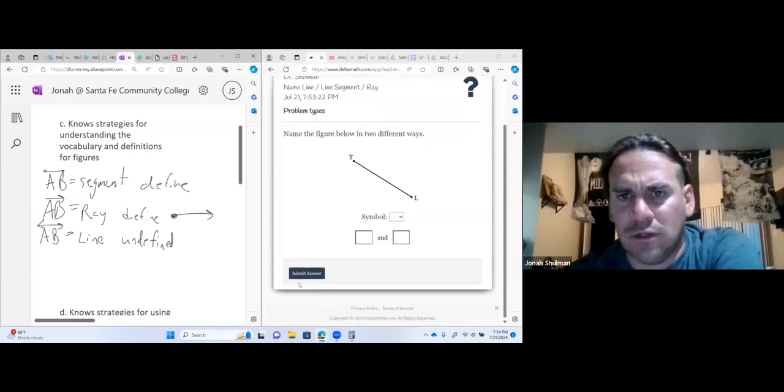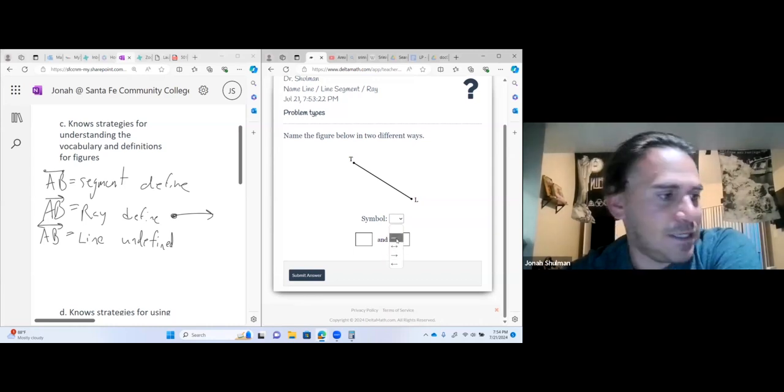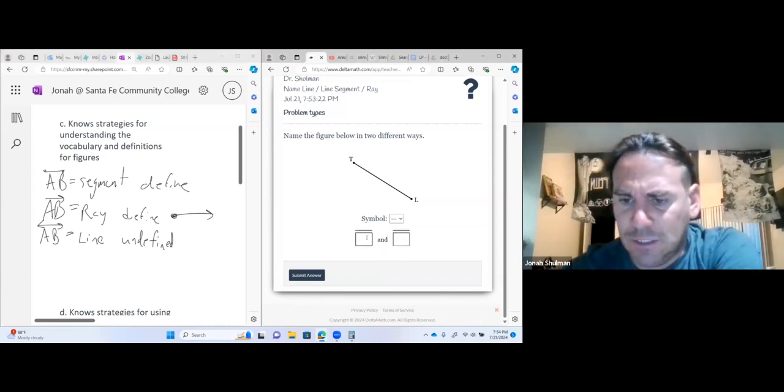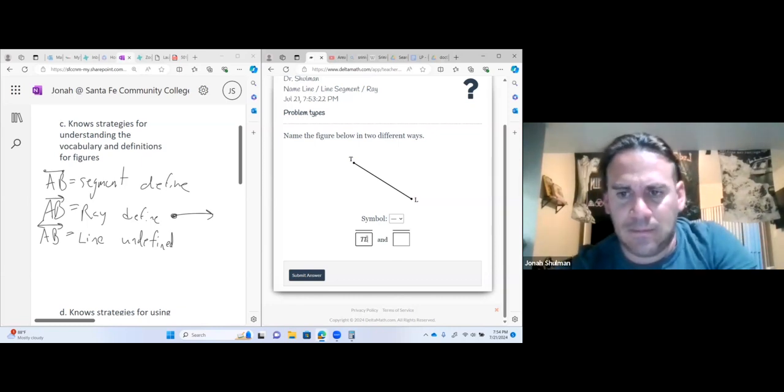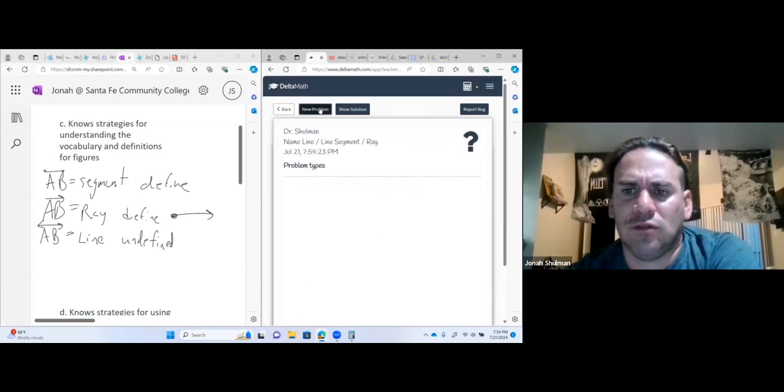So here we go in two different ways. The symbol is one of these: ray, line, but we want the segment. So we can go TL or we can go LT. Doesn't matter which way. Ta-da! Let's do another one just for fun.